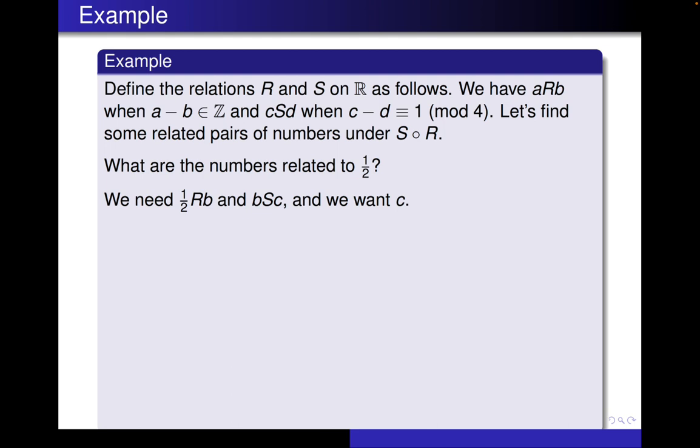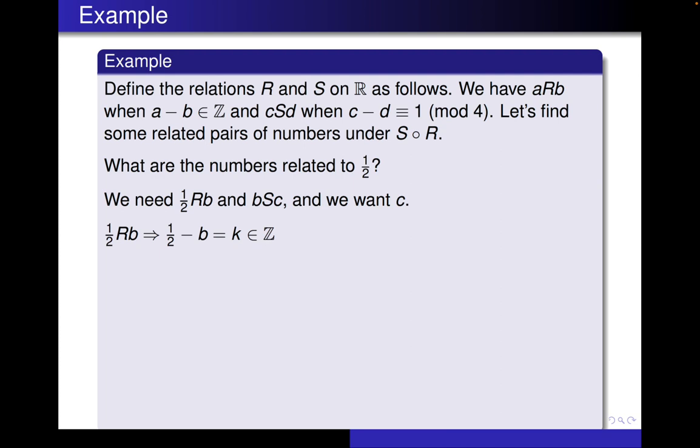If we have that set up, then 1/2 is related to C, and that's exactly what we're looking for. Let's just take one step at a time and see if we can solve for C. So let's start with the first one. We know 1/2 is related to B under R, and what that means is when I subtract those two, I should get an integer. So 1/2 minus B is equal to some K, where K is an integer. All right, so far so good.